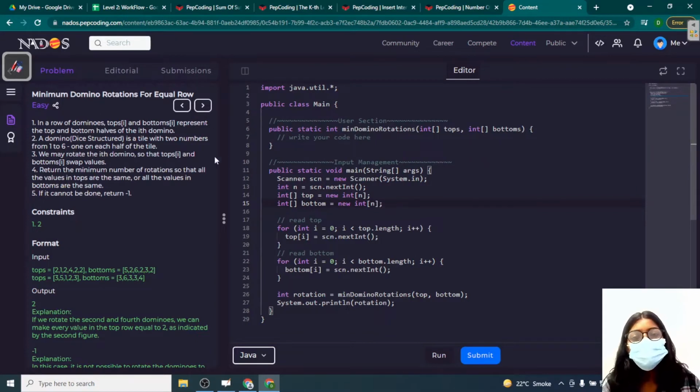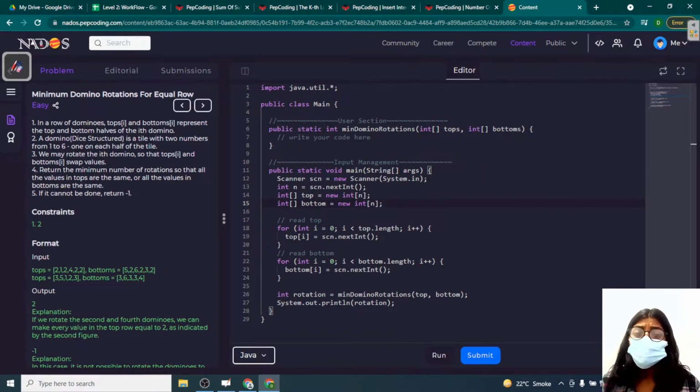So in this video, we are going to discuss another new question of my arrays and string series, that is minimum domino rotation for equal row. So in this question, we will be given a row of dominoes where tops of i and bottoms of i represent the top and the bottom half of the ith domino. So a domino is something we can consider as a tile. It has two halves. First is the top half, and then there is the second half, that is the bottom half.